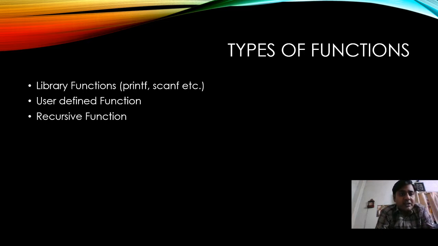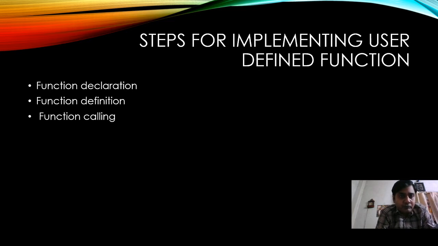Now how we define a function, how we create a function, that we will learn now. These are the steps for implementing a user defined function. First, we need to declare the function, next we need to define the function, and finally we need to call the function. How this is done, I will show you through code, so don't worry, this will be taught in this session, how we declare a function and how our work becomes easier by using functions in a program. So function declaration is the first step, the second step is function definition, and the third step is function calling.